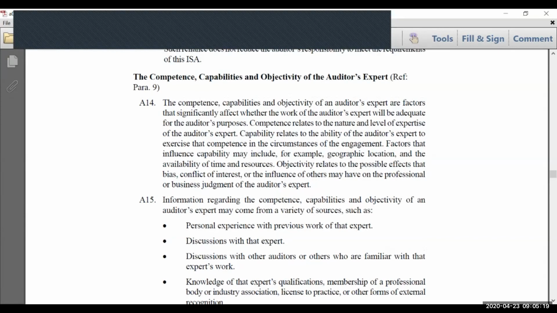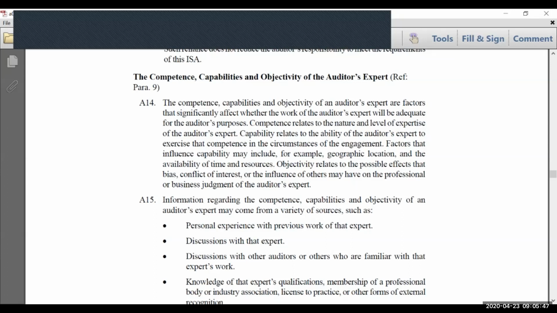I hope you can all see where my cursor is. Competence relates to the nature and the level of expertise of the auditor's expert. Capability relates to the ability of the auditor's expert to exercise their competence in the circumstances of the engagement. I think I've mentioned the key difference between competence and capability. They are not the same.